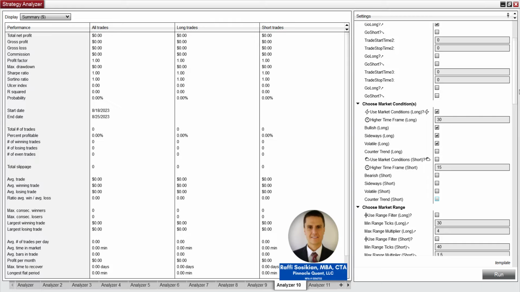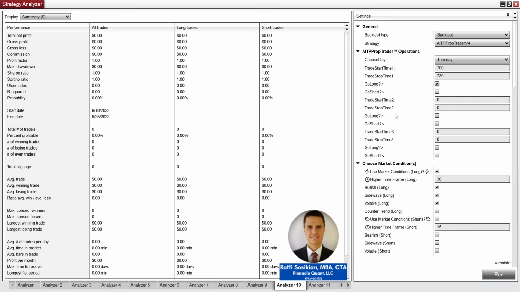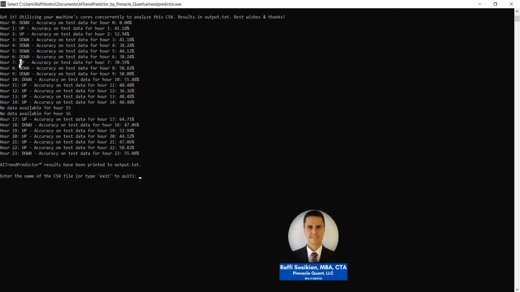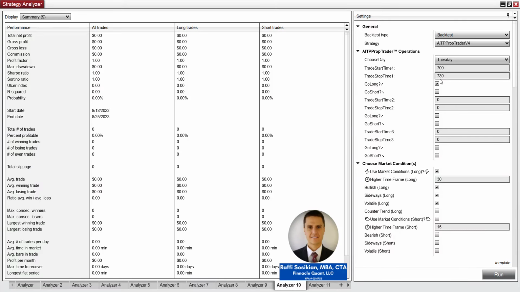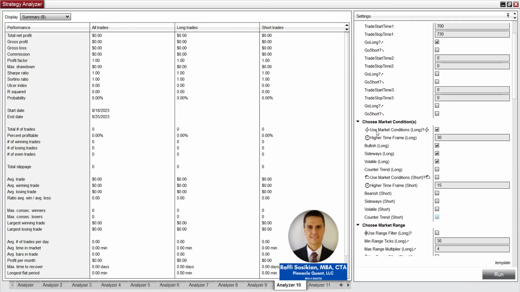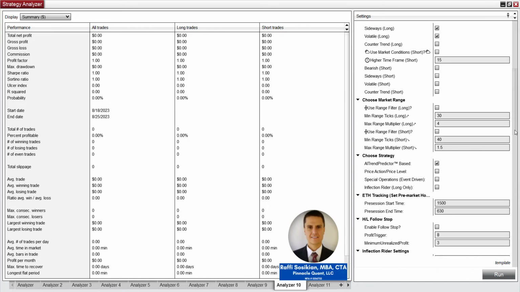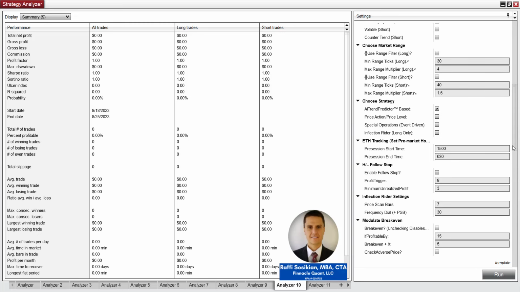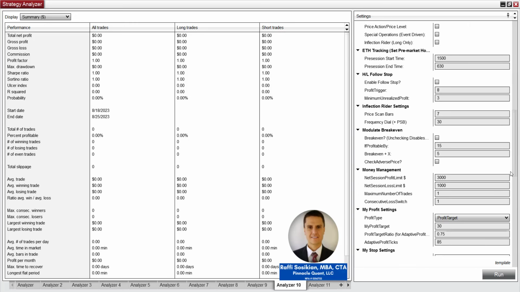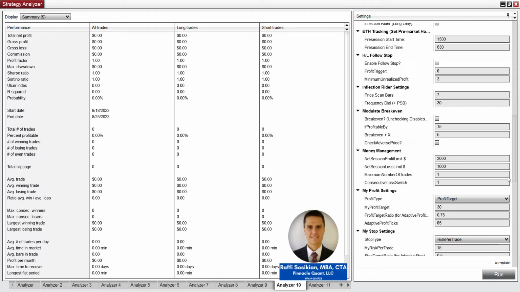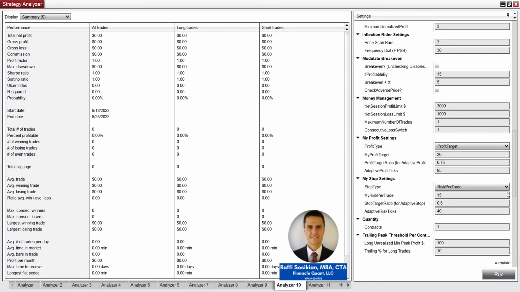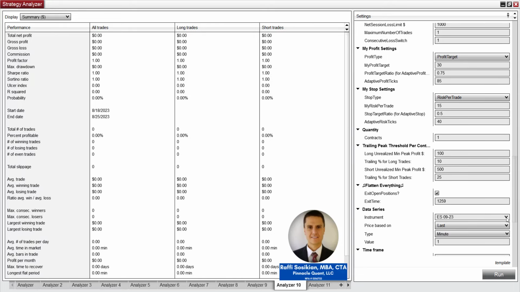Since we're not looking for short trades, we're only looking for long trades. So we're not going to be using it, but I am using the use market conditions long, okay? So let's review. Everything is according to what we want. And so far, so good. Let's take a look at money management. That's fine. All right, everything looks good.